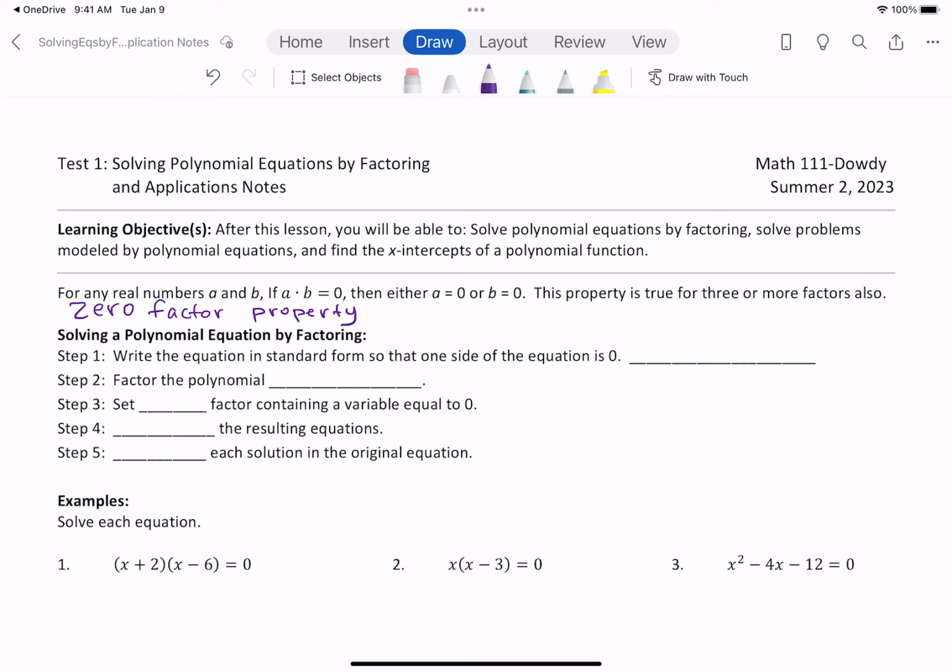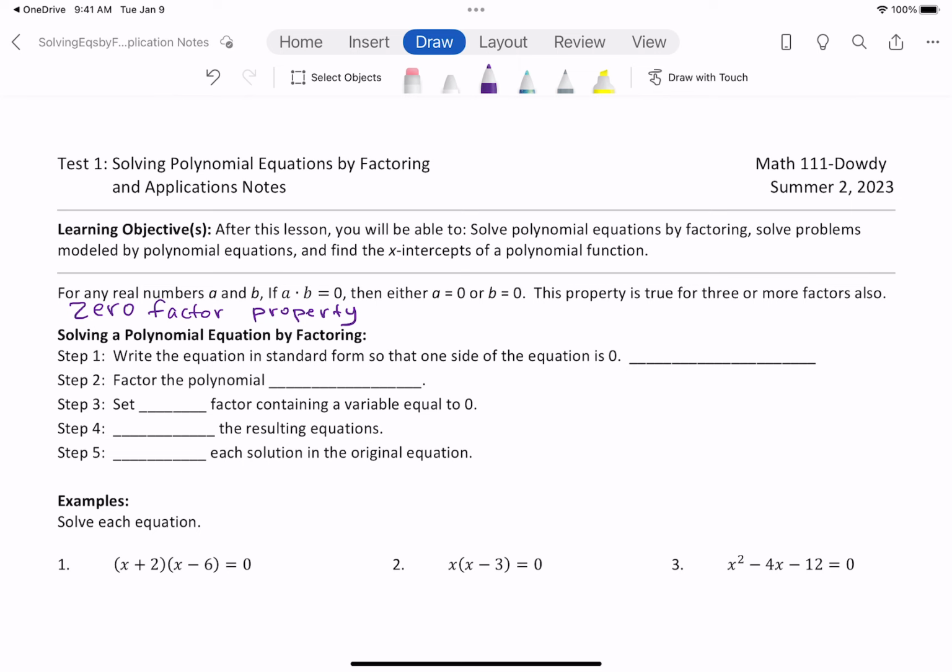And the zero factor property basically says for any real numbers a and b, if a times b equals 0, then either a must equal 0 or b must equal 0. And that property also holds true for 3 or more factors, not just 2.